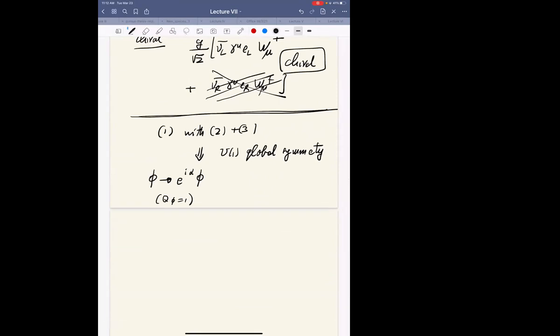For example, I could write that psi r, I find the symmetry, goes into e to the I minus alpha over 2 psi r, and psi l goes into e to the I alpha over 2 psi l. Let's check it. Check.